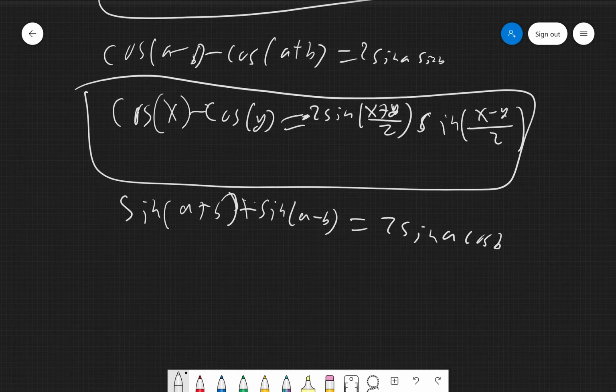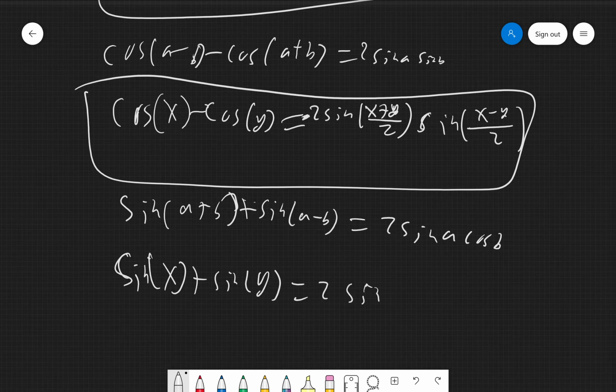So now, what we can do is say that x equals a plus b, y equals a minus b. So now we're going to get the sine of x plus sine of y equals 2 times the sine of (x plus y) over 2 times the cosine of (x minus y) over 2.